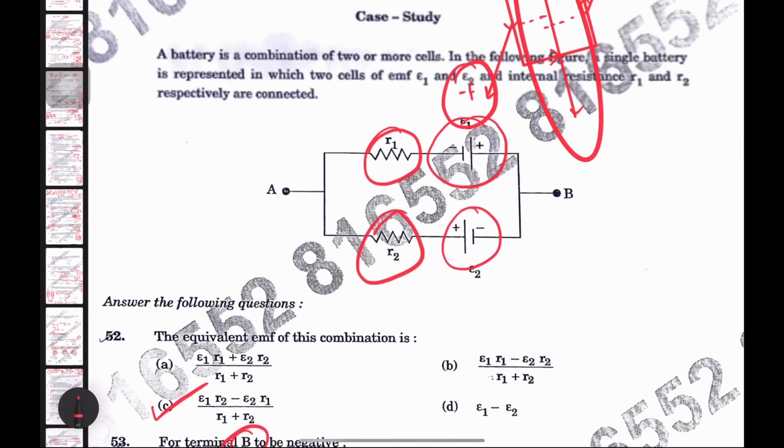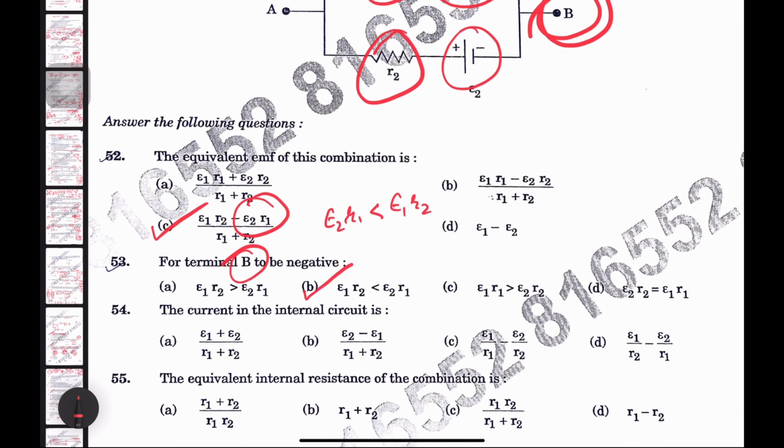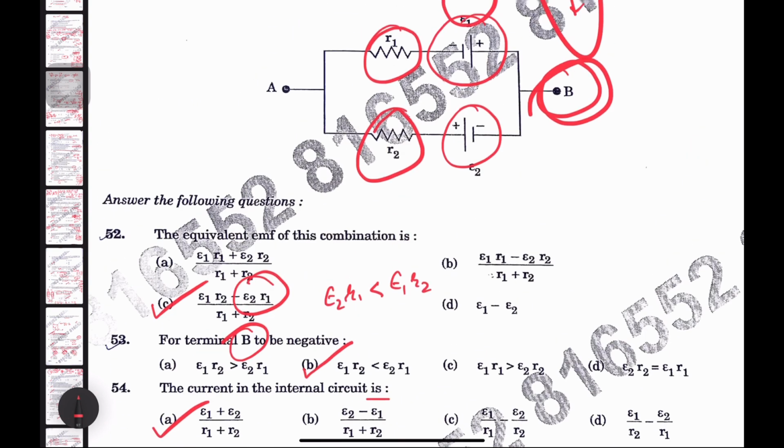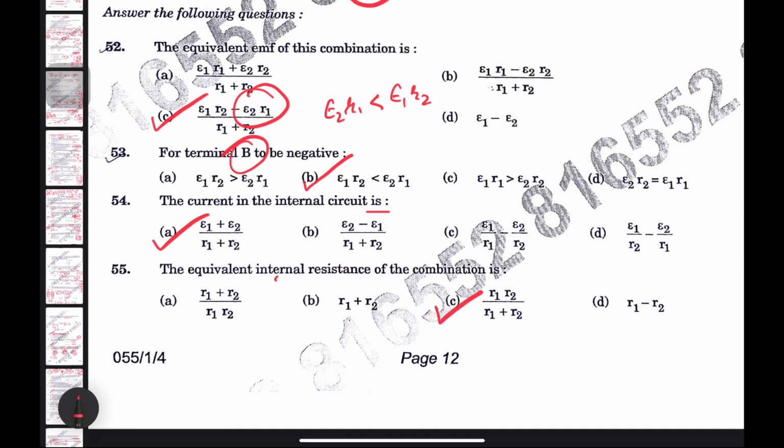And for terminal B to be negative, look at this: B will become negative if E2 R1 is less than E1 R2. So B is the right option in question number 53. The current in the internal circuit: what is the current? We know current is equal to E upon R. So it is simply (E1 plus E2) upon (R1 plus R2). And the equivalent internal resistance of the combination, because the resistances are connected in parallel, will be R1 R2 upon (R1 plus R2). C is the correct option.